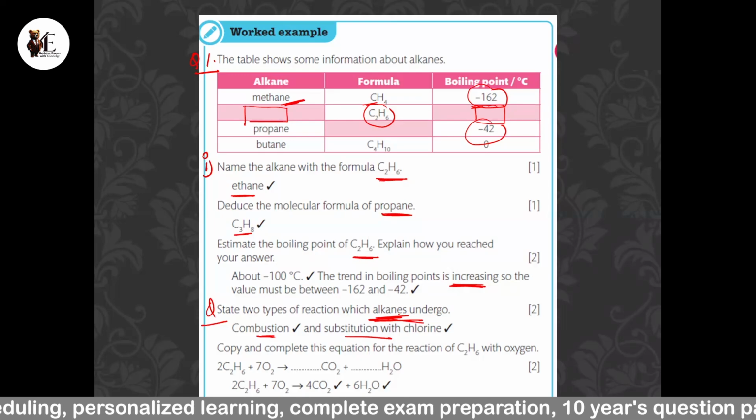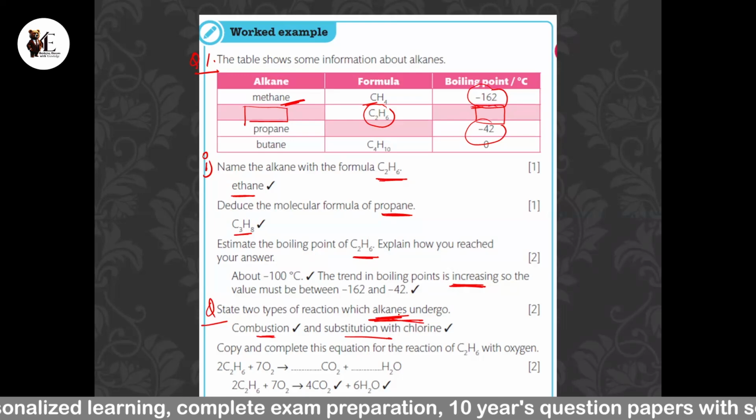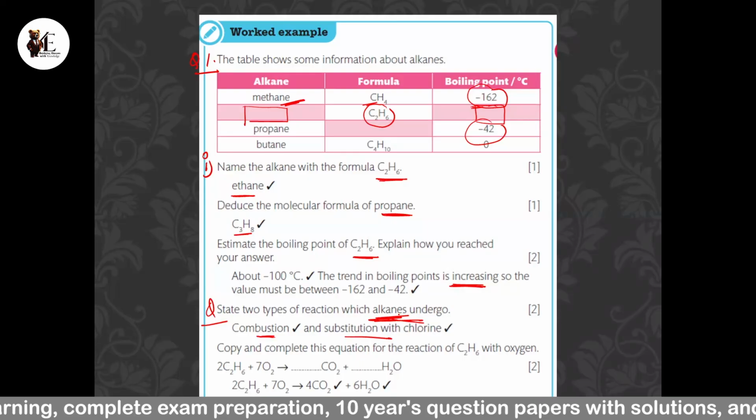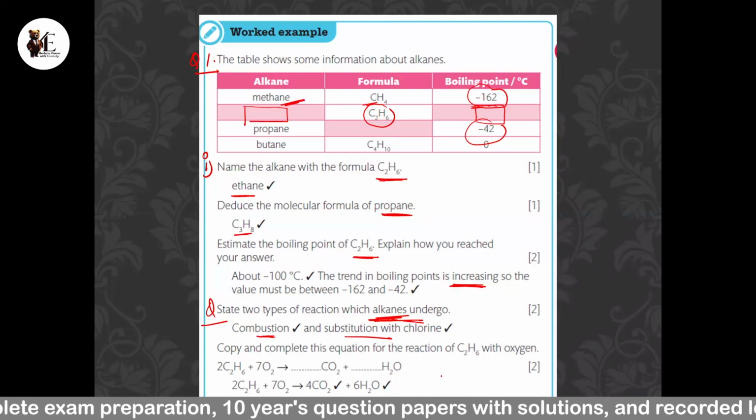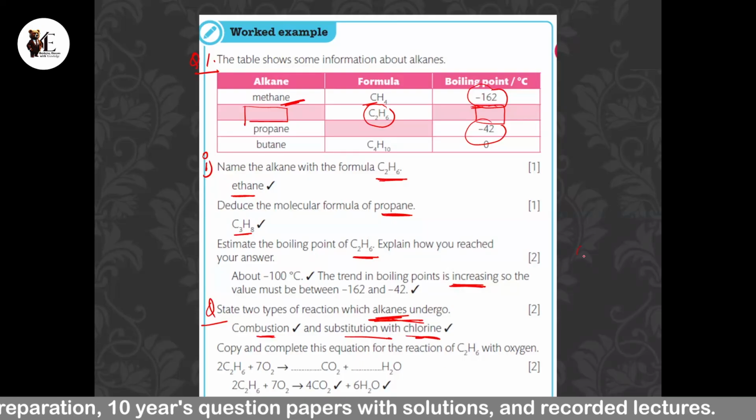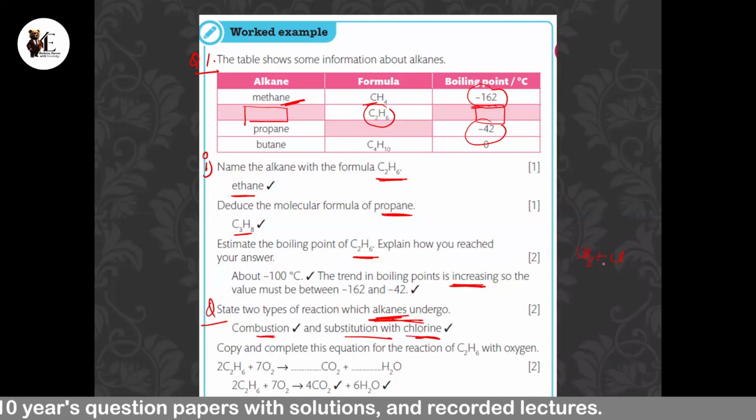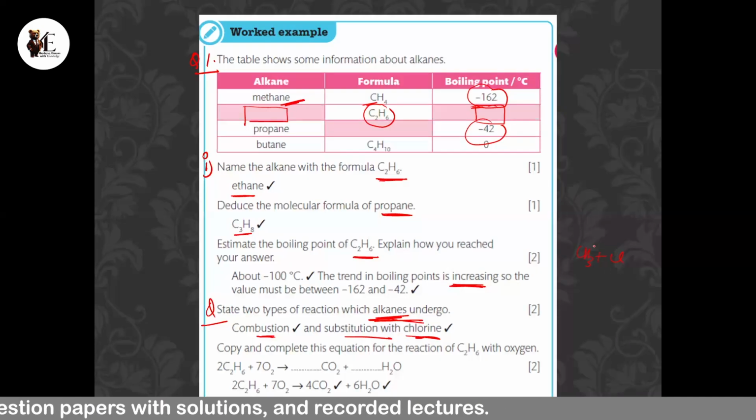What if I just say substitution? Is it wrong if I don't write with chlorine? No, you have to write substitution with chlorine because alkanes generally show the reaction with chlorine. Okay, it does not show easily the reaction with bromine and iodine. It shows substitution reaction with chlorine only.